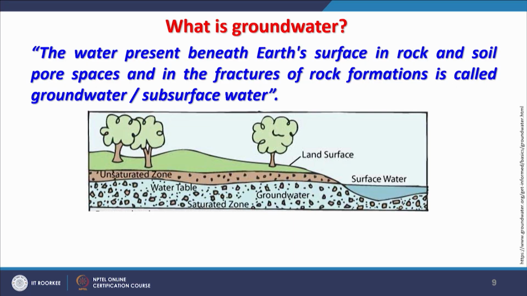As we can see in this schematic, on the surface we have the land surface, shown in green. Then you have an unsaturated zone, where moisture is there but it is not saturated with water. Then you have a zone called the saturated zone, and that region is said to have groundwater. That does not mean there is groundwater everywhere.